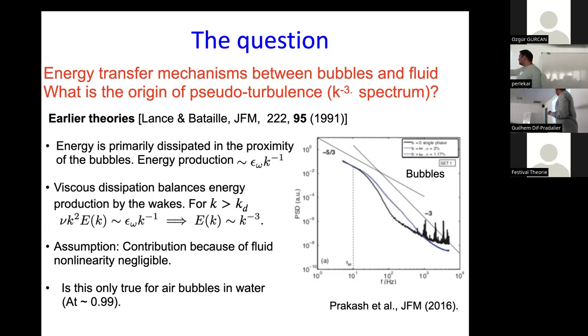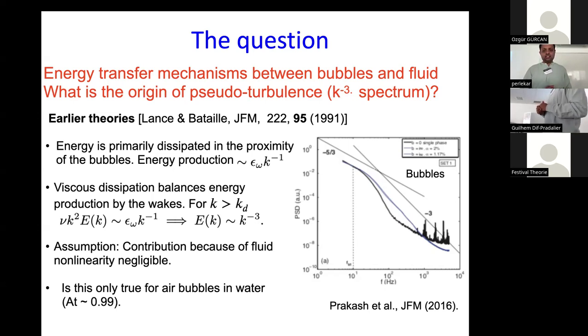And then they had a simple argument which says that the viscous dissipation therefore balances the energy production by the wake, and that is given by epsilon, omega by k. You balance it and you get k raised to the power -3. And indeed, even the group of Lohse and others, when they did their experiments, found good evidence of -3 scaling. And then the question is, okay, so the problem is solved. There is nothing left to do.